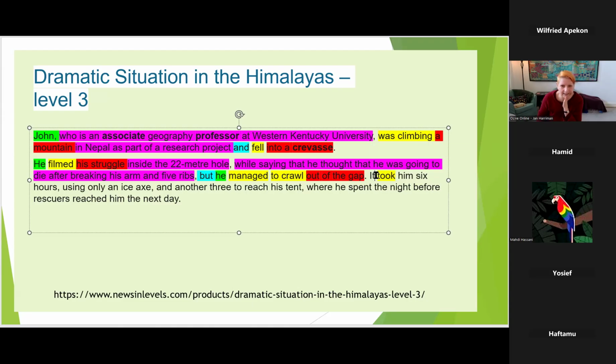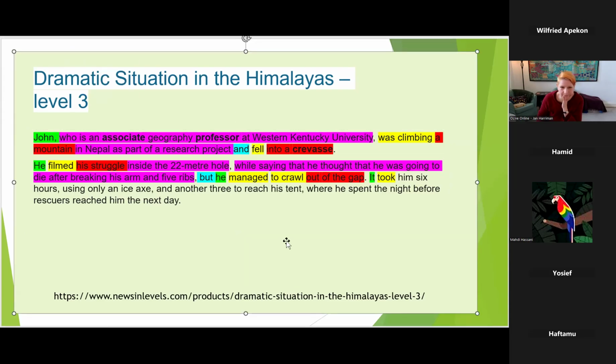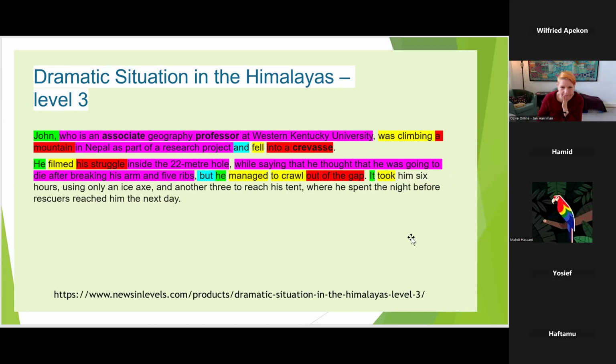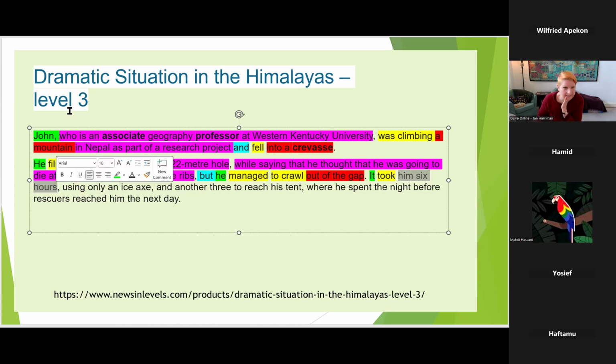So what is "it" in this sentence? What is the "it" referring to? I think it's referring to the way he managed to escape. His escape, right? Yes, his rescue. Yes. It's correct. Yes, exactly. Thank you.